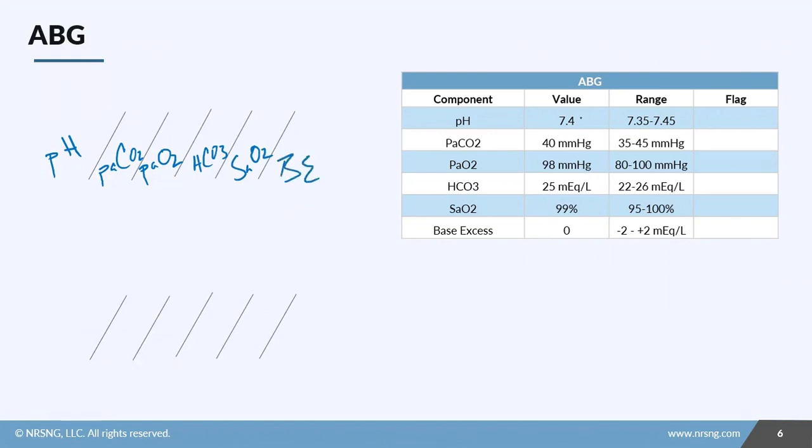So our values for this patient, let's do some practice. You've got a value of 7.4 for the pH, and then your PCO2 is 40. Your oxygen is 98. Your bicarb is going to be 25. Your oxygen saturation is 99, and then your base excess for this patient is 0. Again, none of these values are abnormal, so we're not going to circle any of them.